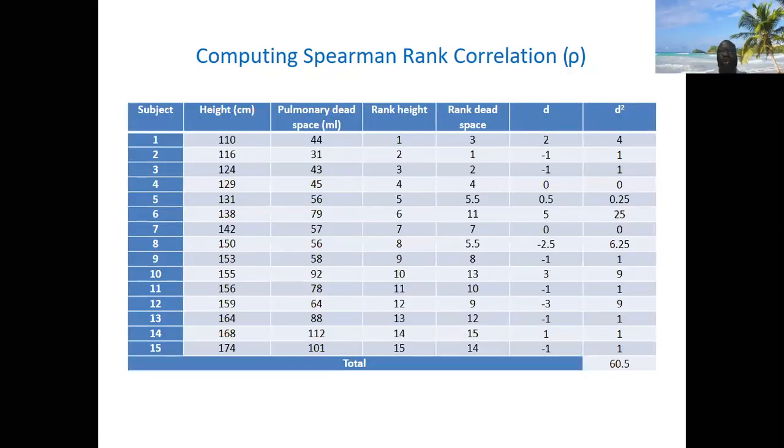You rank the two. You now look for the difference. You minus 1 from the other. You now square the difference. That is the d square, and that's the only thing you put in the formula. So after you found the difference between the two ranks, you now square it.